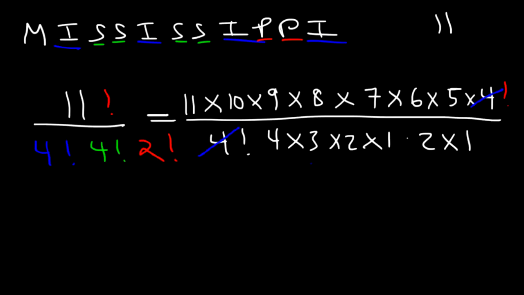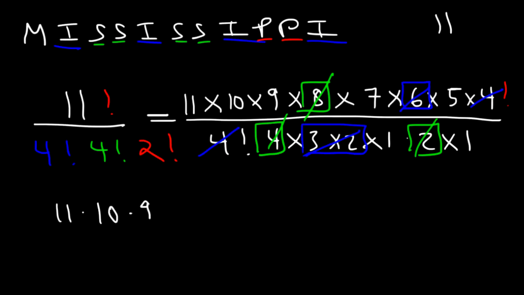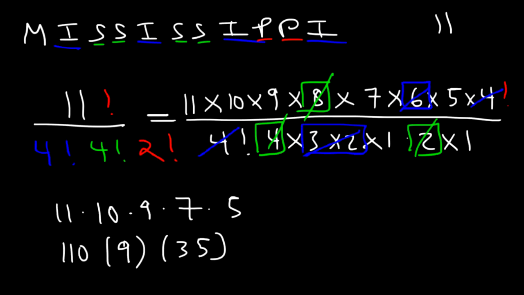Well, we know that 3 times 2 is equal to 6. So we could cancel those. And also, 4 times 2 is equal to 8. So we could cancel that as well. So what we have left over is 11 times 10 times 9 times 7 times 5. So 11 times 10 is 110, and 7 times 5 is 35. Now, 110 times 9, I believe that's 990.